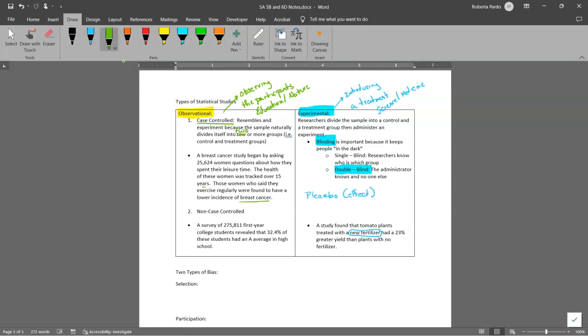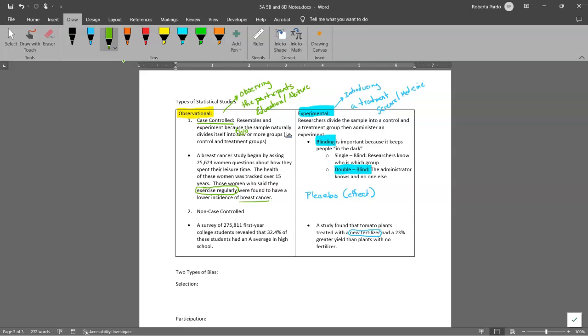So the fact that they are exercising regularly is a natural group that's going to be different than a group that does not exercise. We can't ethically or morally tell a set of women to not exercise versus exercise because we want to find out if they have breast cancer. But we can observe those women that do exercise regularly versus the women that don't exercise regularly to find out what their incidence of breast cancer is. Okay, so that's a case control. It's similar to an experiment because you have two or more groups, but it's actually not something that is forced upon. It is just done naturally.